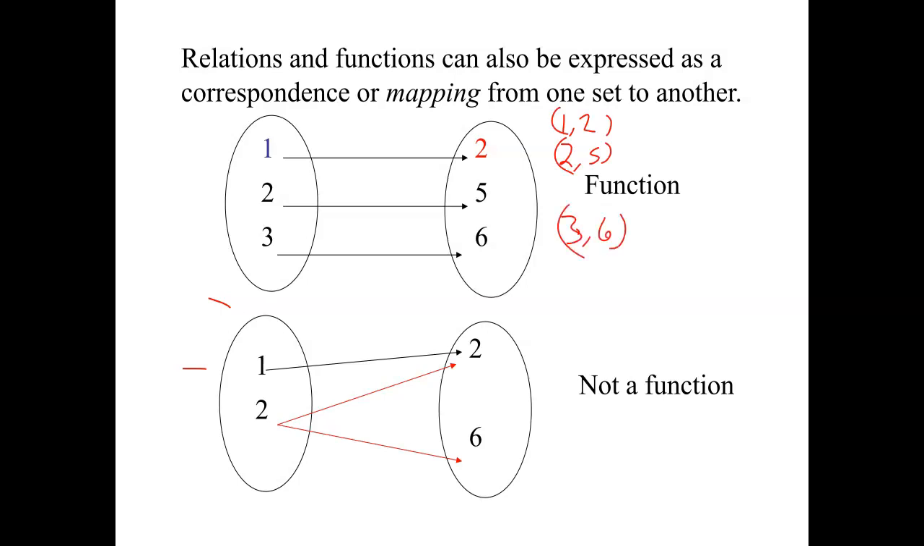None of my x values repeat. But here, I have (1, 2), then I have (2, 2), and I have (2, 6). X values repeat. They give me different output values, not a function. Same idea, just different representation: mapping diagram versus ordered pairs. The fact that 1 and 2 both point to 2 is fine. What's not okay is that 2 points to 2 and 6.